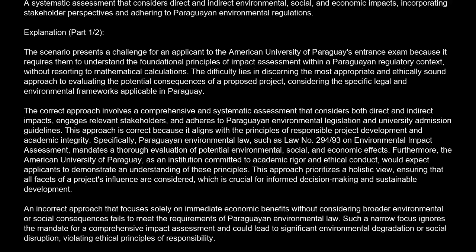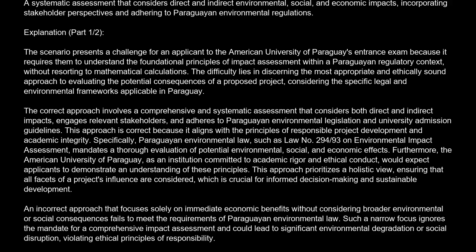The difficulty lies in discerning the most appropriate and ethically sound approach to evaluating the potential consequences of a proposed project, considering the specific legal and environmental frameworks applicable in Paraguay. The correct approach involves a comprehensive and systematic assessment that considers both direct and indirect impacts, engages relevant stakeholders, and adheres to Paraguayan environmental legislation and university admission guidelines. This approach is correct because it aligns with the principles of responsible project development and academic integrity.